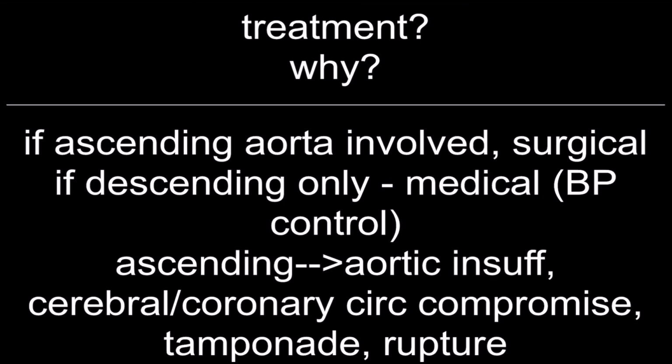If the ascending aorta is involved, surgical. If the descending only, then you give medical BP control. Ascending due to the aortic insufficiency and cerebral coronary circulation compromise, and tamponade and rupture. That's why you have to immediately do surgery.